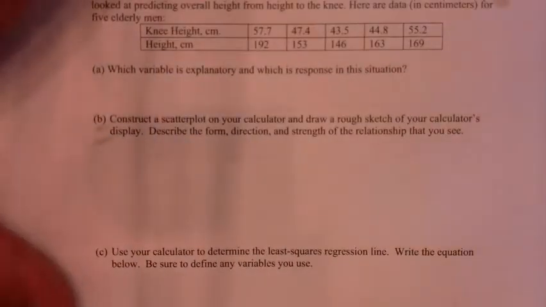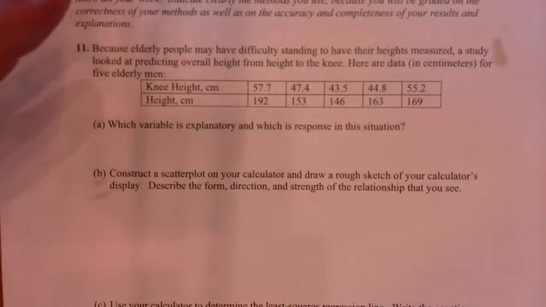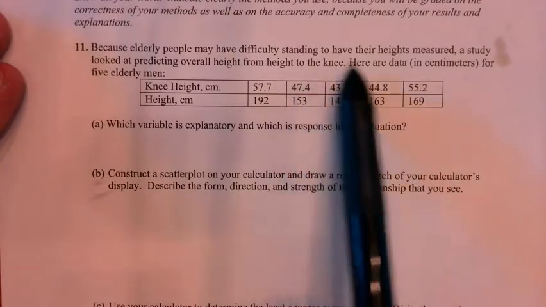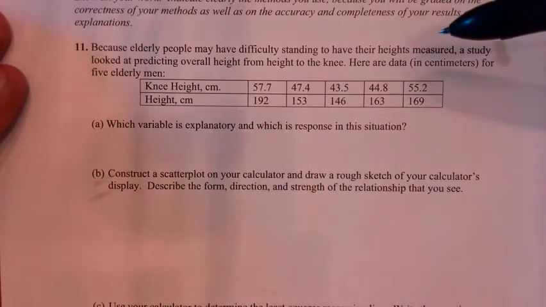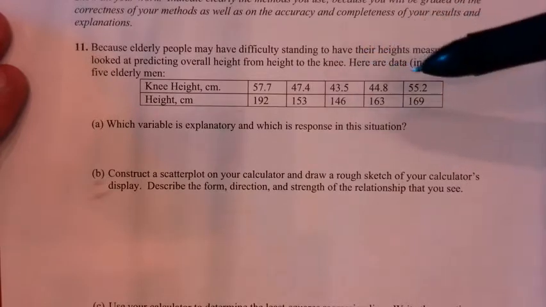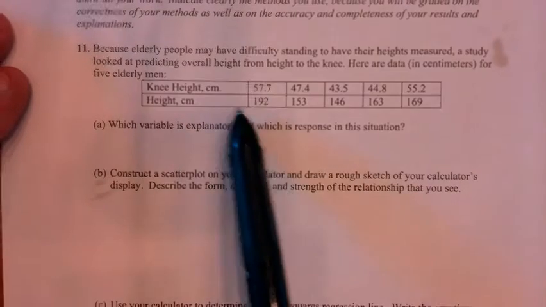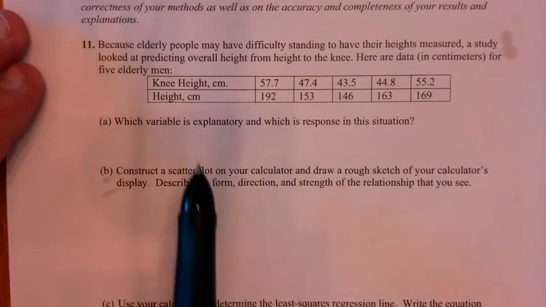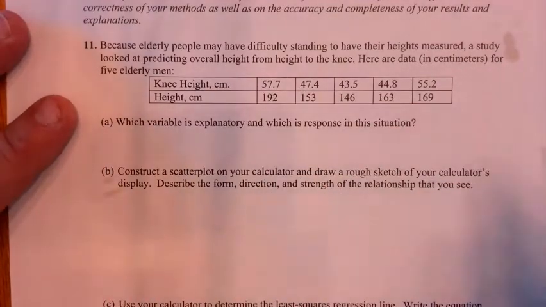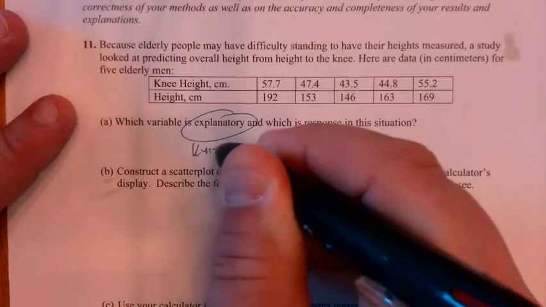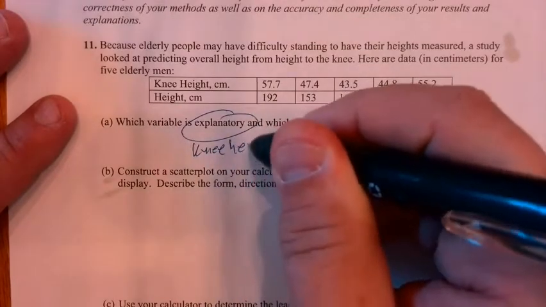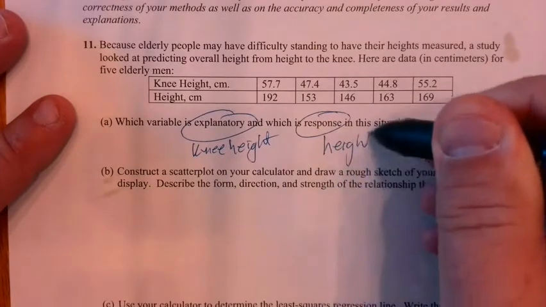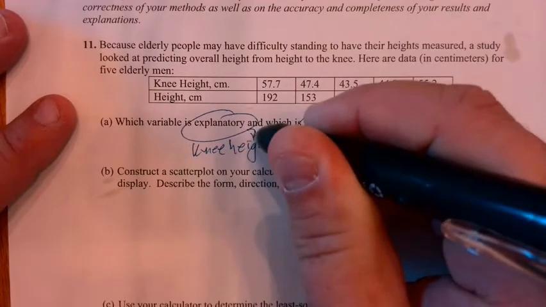Part 2, number 11. Because elderly people may have difficulty standing to have their height measured, a study looks at predicting overall height from knee height. Here are data in centimeters for 5 elderly men: knee height and their actual height. Which variable is explanatory? Which is response? Well, the explanatory is knee height, because that's the one they're using to explain their height.